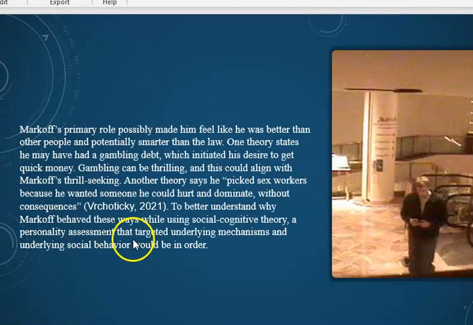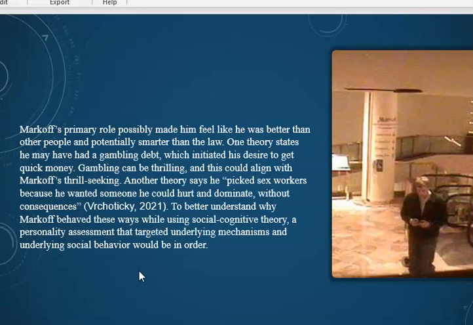Markhoff's primary role possibly made him feel like he was better than other people and potentially smarter than the law. One theory states he may have had a gambling debt, which initiated his desire to get quick money. Gambling can be thrilling, and this could align with Markhoff's thrill seeking. Another theory says he picked sex workers because he wanted someone he could hurt and dominate without consequences.